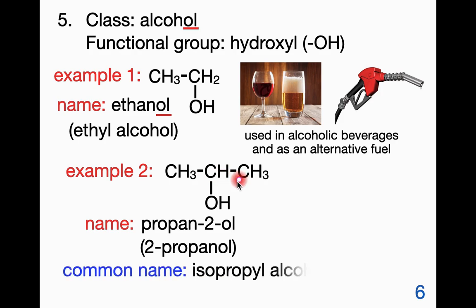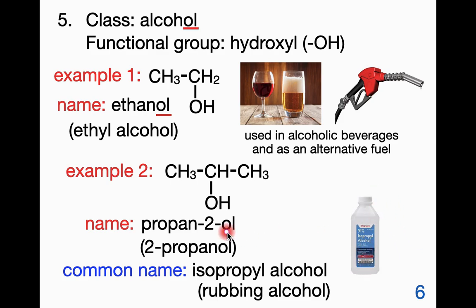Now, this has a more common name, isopropyl alcohol, which might sound familiar to you. It is rubbing alcohol. Now, you should know these 4 names for isopropyl alcohol. IB is very specific about certain things. And one of the things is that very well-known compounds you should be familiar with. You should know that propan-2-ol is rubbing alcohol or isopropyl alcohol. You should know that ethanol is the alcohol that's in alcoholic beverages or used as an alternative fuel.